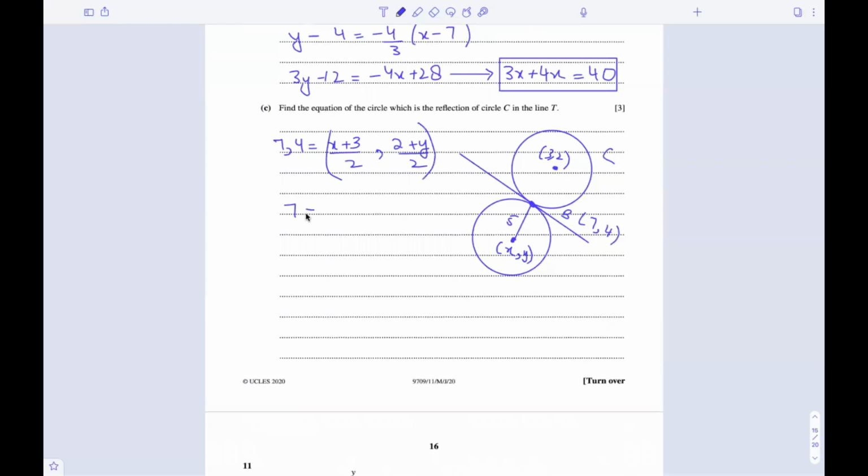So 7 is equal to x plus 3 upon 2. x is equal to 11 because 7 times 2 is 14, and 14 minus 3 is 11. And 4 is equal to 2 plus y upon 2. So the y value would be 8 minus 2, which is 6. So the equation of the reflected circle would be x minus 11 whole squared plus y minus 6 whole squared is equal to r squared, and the radius will be the same as it is a reflection. So this will be r squared, which is 25.